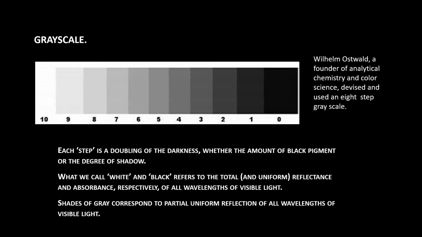If we look at the sorting exercise relating to the achromatics, we develop what some people call a grayscale, namely a transition in steps from pure white to pure black. And one can define the steps according to the amount of pigment. In the next slide, I'm going to refer to a grayscale scheme by Wilhelm Ostwald, who was a founder of analytical chemistry and at the same time also color science.